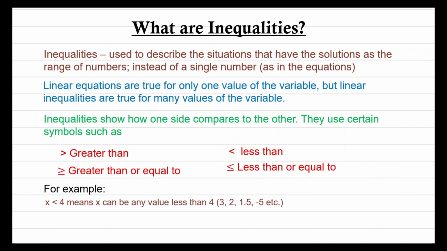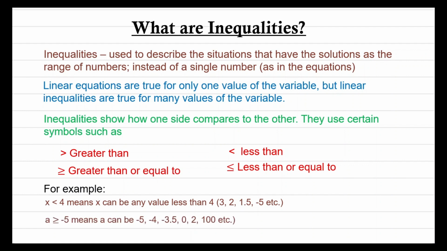For example, if I have the inequality x less than 4, it means x has no single value as the answer. X can be any value which is less than 4. It can be 3, 2, 1.5, -5, -100. So, as I explained before, in inequalities, this variable x, y, z, whatever, has a range of numbers as the solution. So see how many solutions it has. It has infinitely many solutions. All the values which are less than 4 are a solution of this inequality.